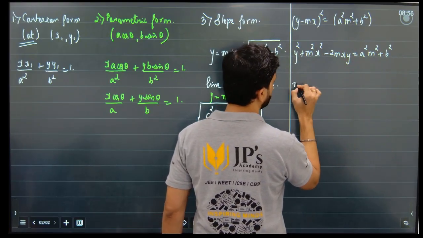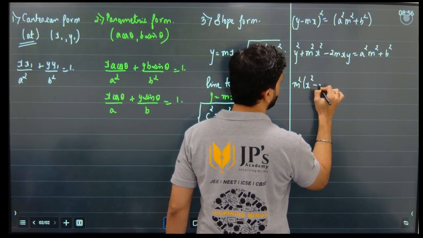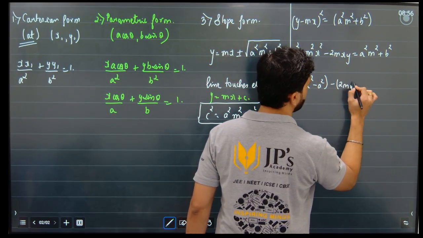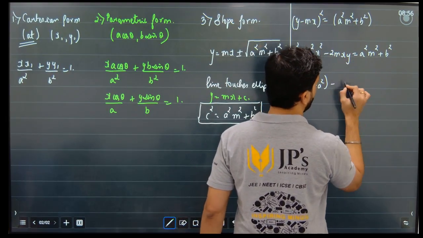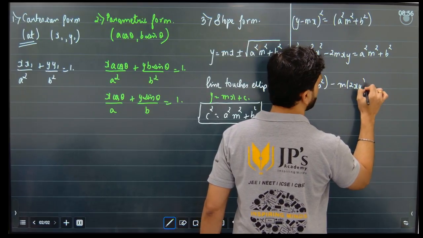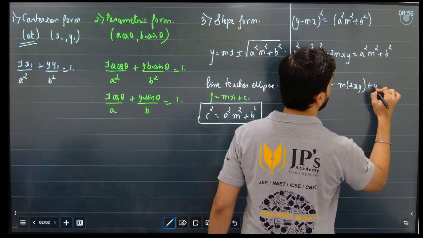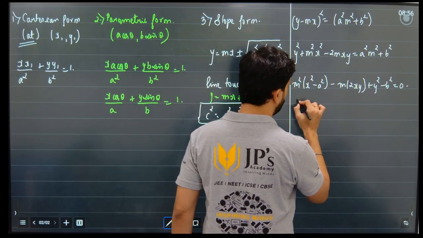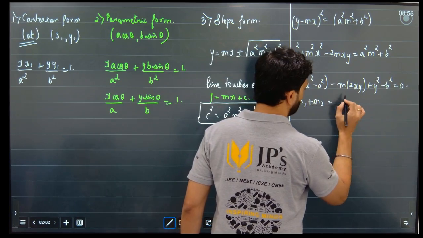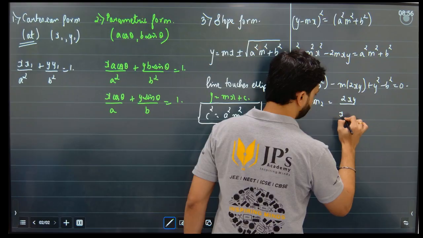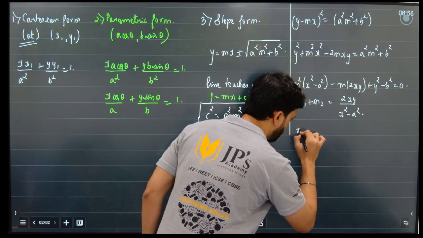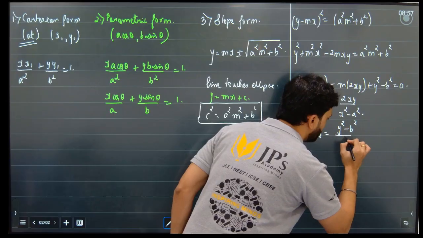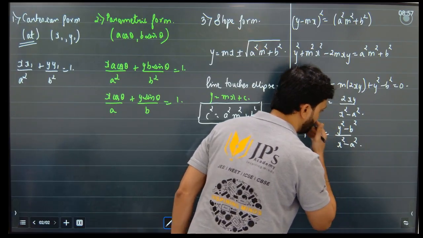If I take it on the left hand side, this will become m square (x square minus a square) minus 2m (xy), or I'll take m common, plus y square minus b square is equal to 0. And since this is a quadratic equation in m, I know that the sum of the slopes m1 plus m2 is equal to 2xy upon x square minus a square, and the product of the slopes is equal to y square minus b square upon x square minus a square.